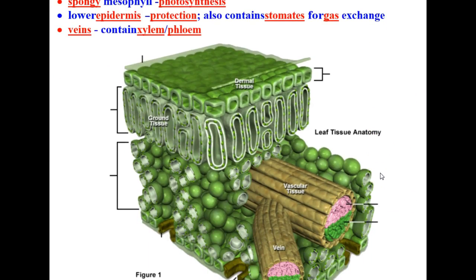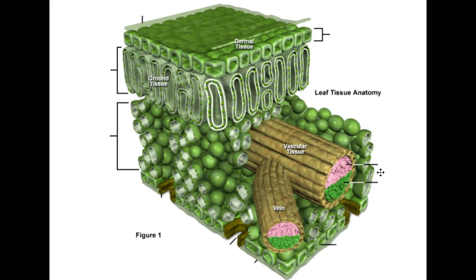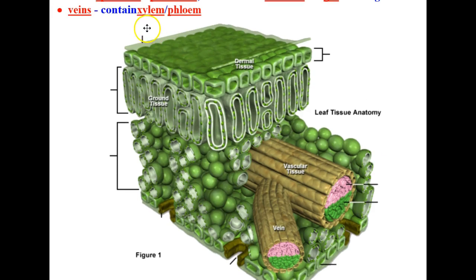Let's take a look at a nice leaf cross-sectional diagram and label its structures. We'll start here with the cuticle, this waxy layer on top, again to prevent water loss. We have the upper epidermis over here, a protective layer. We have the palisade layer made of parenchyma tissue. We have the spongy layer, also called the spongy mesophyll, also made of parenchyma.